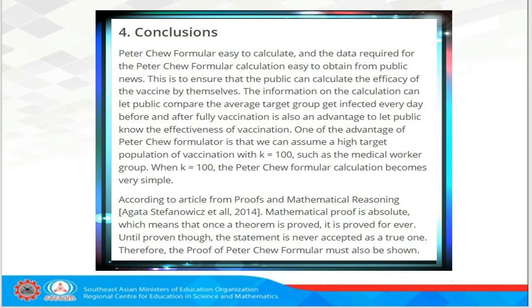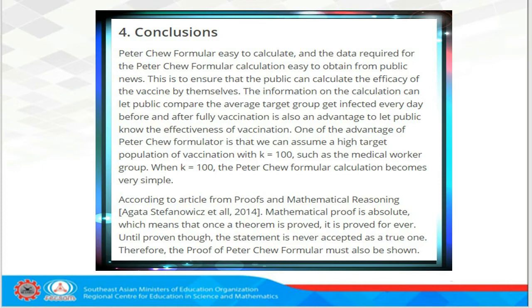Conclusions. The Peter-Chu formula is easy to calculate, and the data required for the Peter-Chu formula calculation is easy to obtain from public news. This is to ensure that the public can calculate the efficacy of the vaccine by themselves. The information on the calculation can let the public compare the average target group infected every day before and after full vaccination, which is also an advantage to let the public know the effectiveness of vaccination.